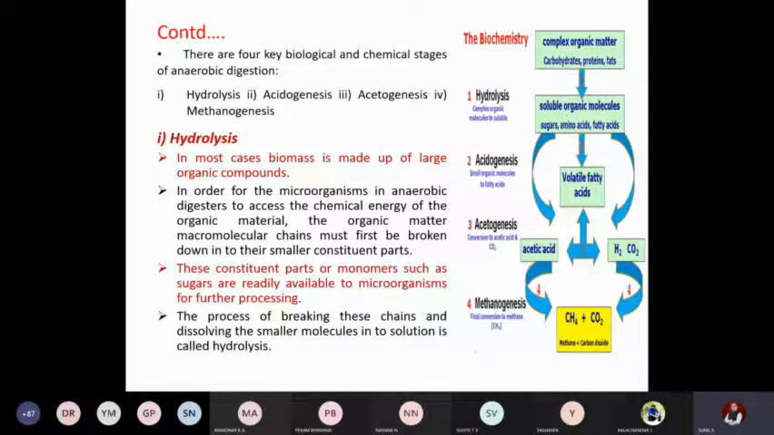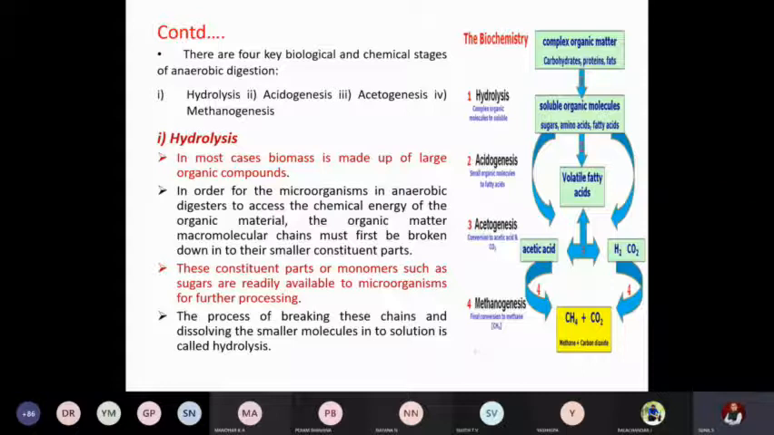So first, hydrolysis. Before starting with hydrolysis, any biomass, whether it is crop waste, animal waste, or whatever residue, will be made up of large, long-chain organic compounds. Microorganisms are the key role players here, which help in anaerobic digestion. When you feed this waste into a digester, into a drum, and close it, what happens? The chemical energy present in the biomass has to reach these microorganisms.